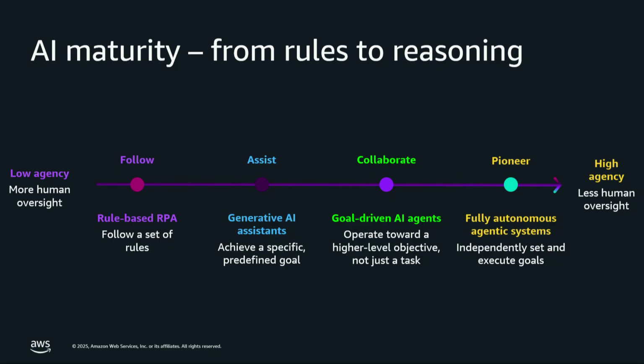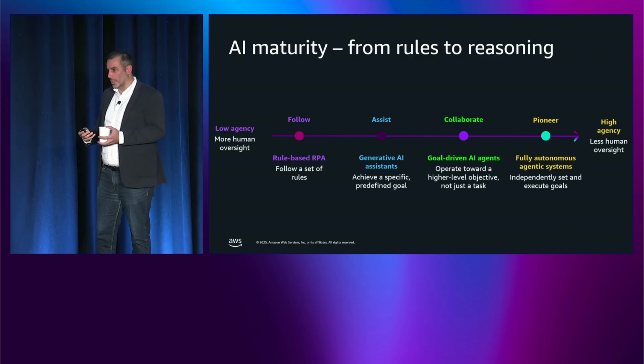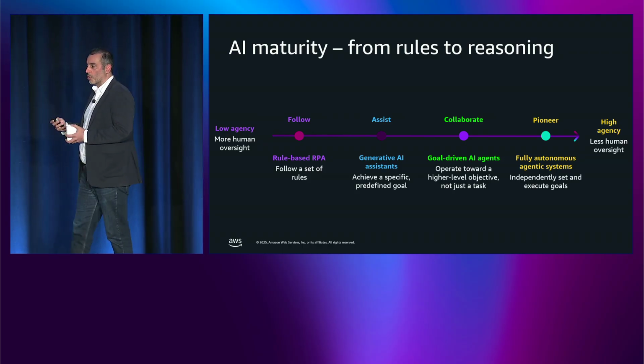So there's a maturity curve shifting from low agency to higher agency by the agents. And the role of a human from actually doing the work in the past is shifting over to more of an oversight.